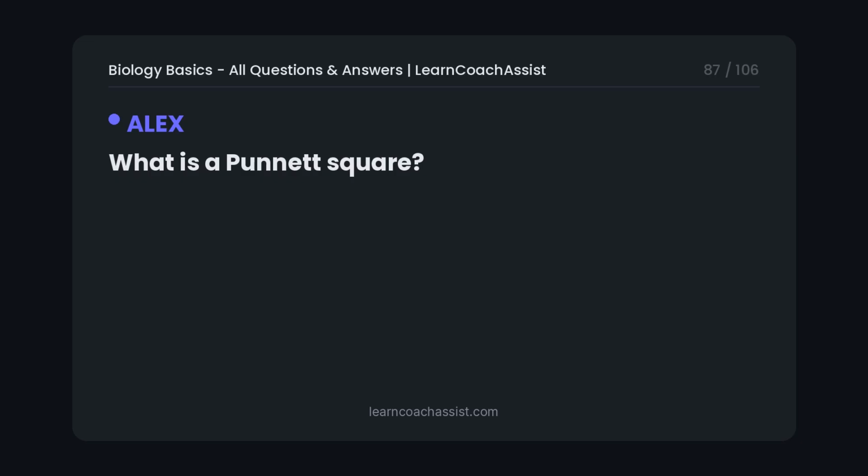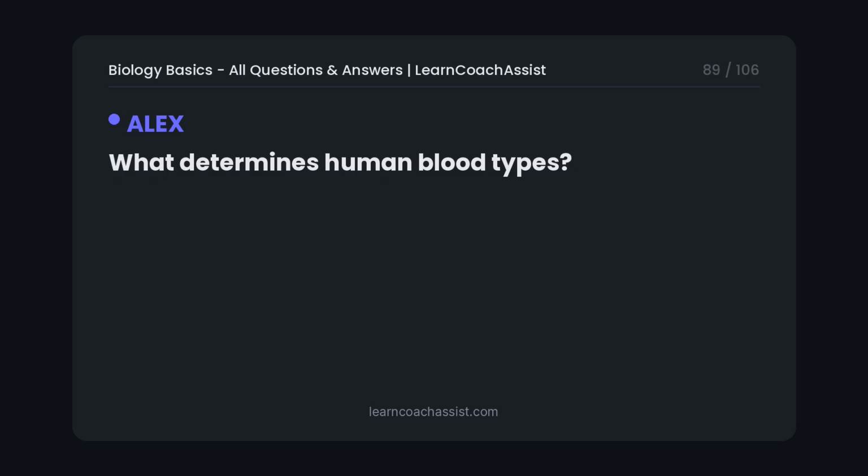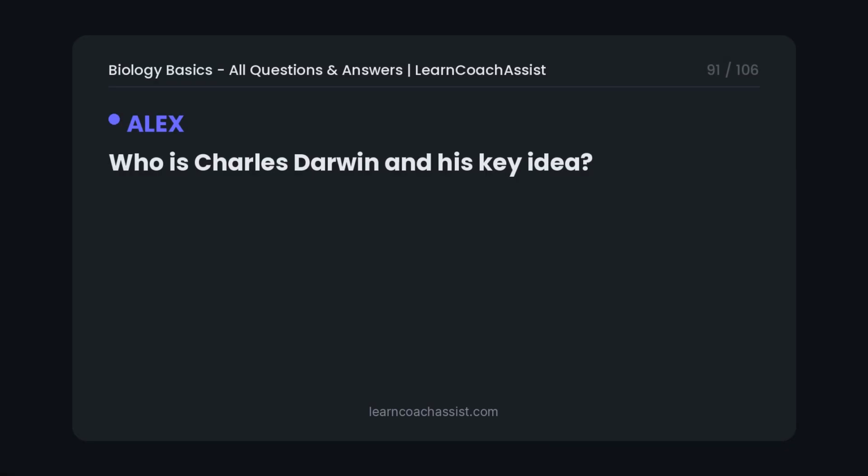What is a Punnett square? A Punnett square predicts offspring genotypes from parental gametes, e.g., for a monohybrid cross, it shows ratios like 3:1 phenotypic. What determines human blood types? Blood types A, B, AB, O are determined by ABO gene alleles on antigens; Rh factor adds positive or negative based on another gene. Who is Charles Darwin and what is his key idea?